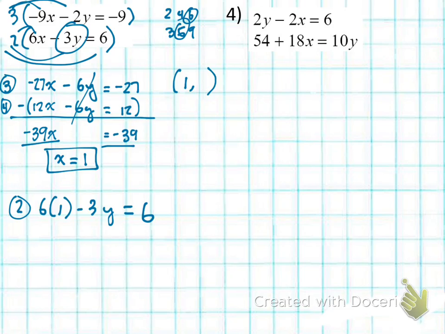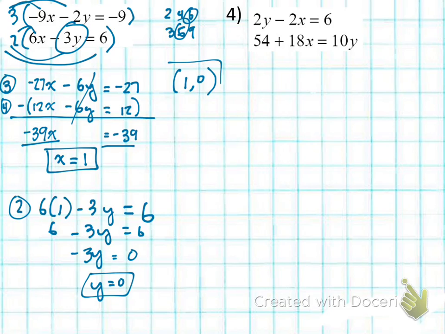So we got 6 minus 3y is equal to 6. Subtract 6 from both sides, we got negative 3y. Still not working, right? Oh, I don't see you working. Negative 3y is equal to 0. So y is equal to 0. Okay? So 1, 0 is your solution here. Okay?